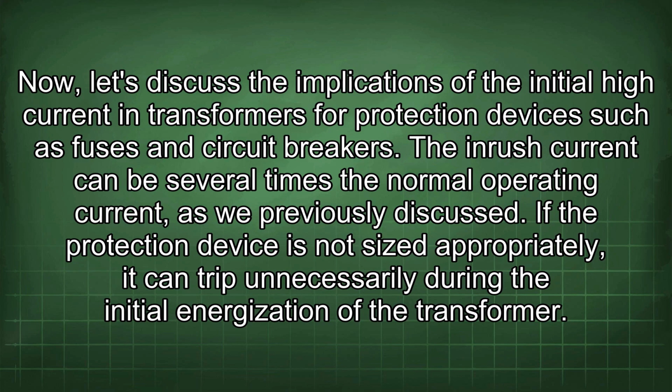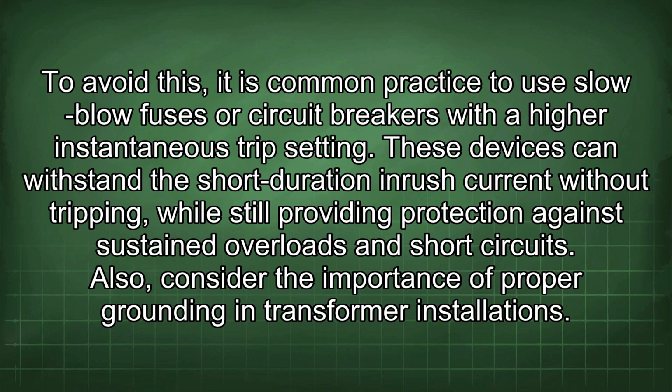circuit breakers. The inrush current can be several times the normal operating current, as we previously discussed. If the protection device is not sized appropriately, it can trip unnecessarily during the initial energization of the transformer. To avoid this, it is common practice to use slow-blow fuses or circuit breakers with a higher instantaneous trip setting. These devices can withstand the short-duration inrush current without tripping, while still providing protection against sustained overloads and short circuits.